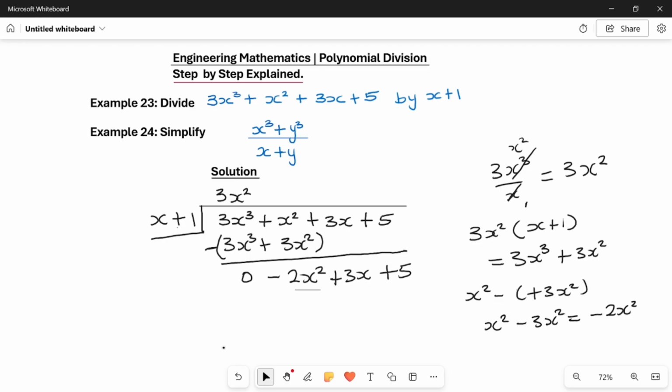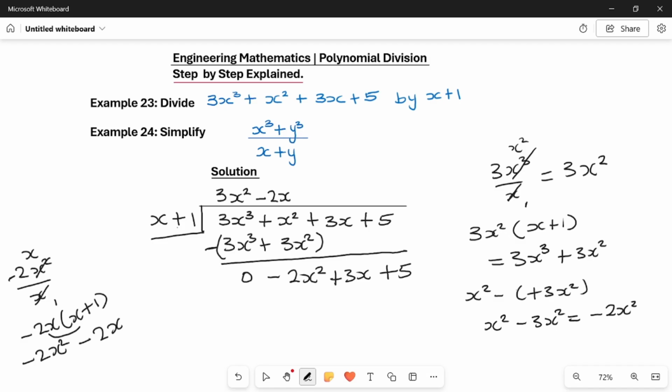So next up, we use minus 2x squared to divide x. And if we do that, minus 2x squared over x, x here will give us 1, x here will give us x. We're left with minus 2x. So now we use minus 2x to multiply x plus 1. So we'll have minus 2x squared minus 2x.